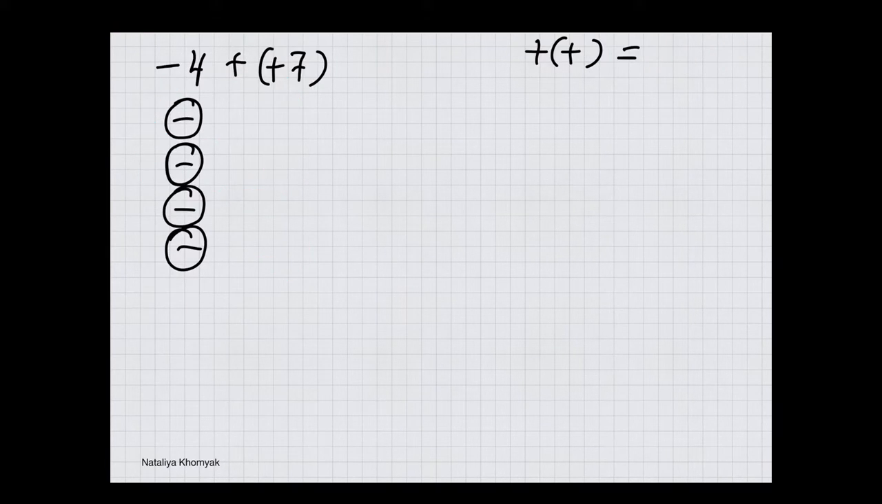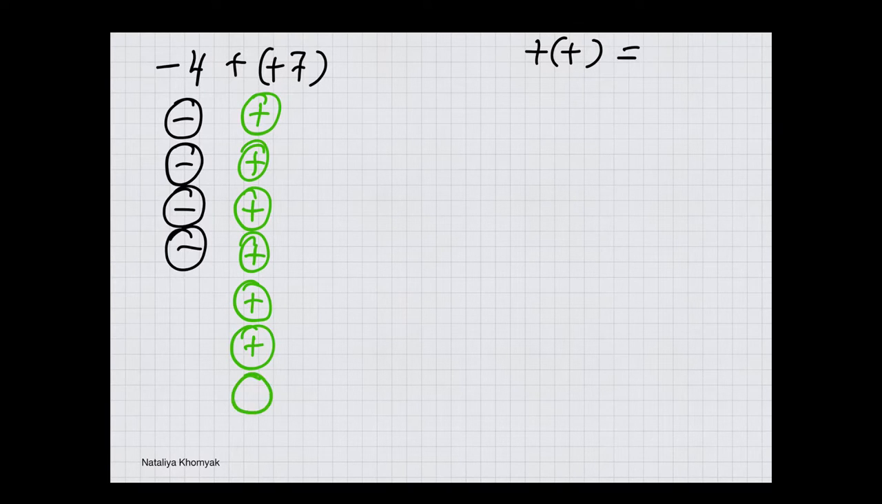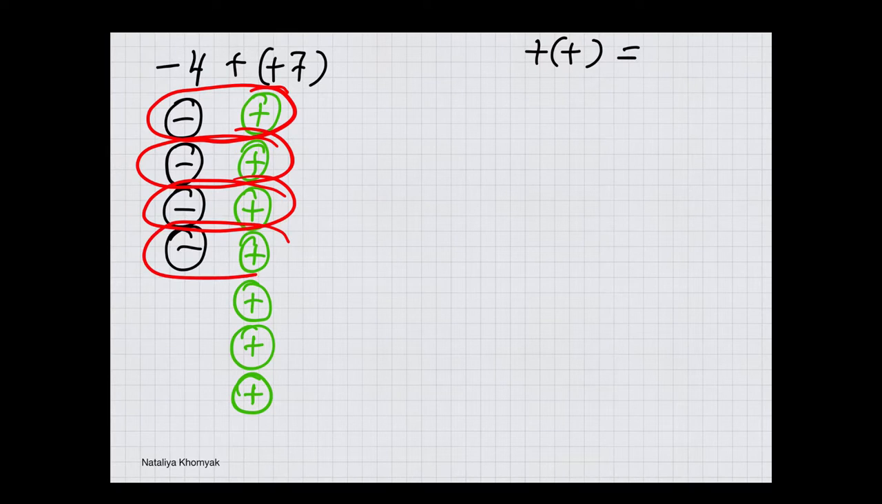In this example, we have negative 4 plus 7. So we have 1, 2, 3, 4, 5, 6, 7. This will produce 1, 2, 3, 4 neutral pairs. We have 3 charges left over and they are positive. So positive times a positive still gave us positive.